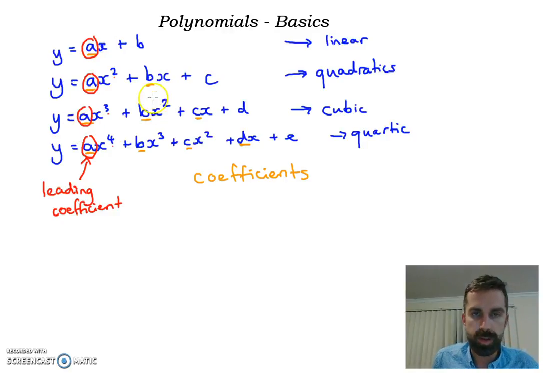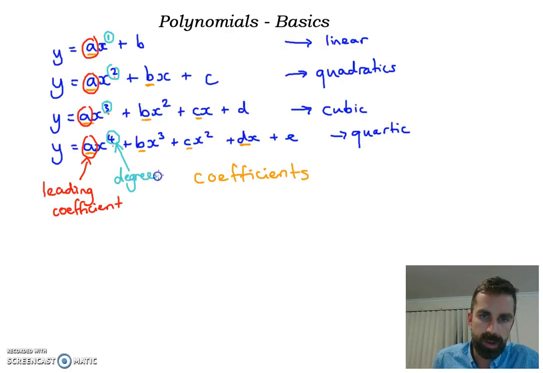On a similar note, we're also interested in the biggest number, the biggest index of x. Here is actually a 1 that we can't see. We don't normally write the 1. We're interested in this because it tells us how complicated the polynomial is and what it's going to look like. This number tells us what we call the degree of the polynomial, and you'll notice that these just go up by 1. So a linear equation has a degree of 1, quadratic degree 2, cubic degree 3, quartic 4, and so on.